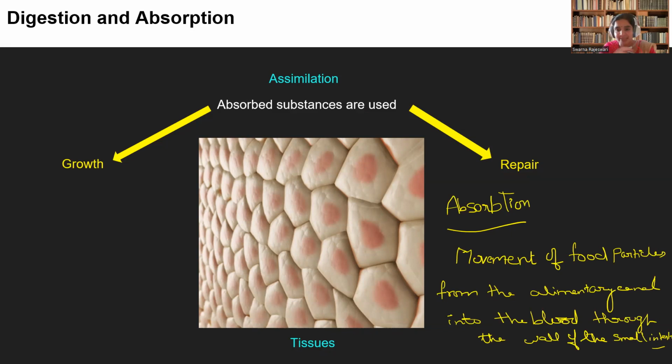And after the food is absorbed and producing energy, what does it have to do? That absorbed food has to be used for the growth of the cells as well as the repair of the cells. So we call it assimilation. What is meant by assimilation? The absorbed food being used for the growth and repair of the cells is called assimilation. So the food has to be taken in, digested, then absorbed, and then assimilated. Why does it have to be assimilated? For the growth of the cells and for the repair of the cells.